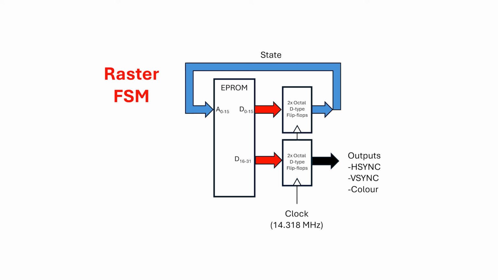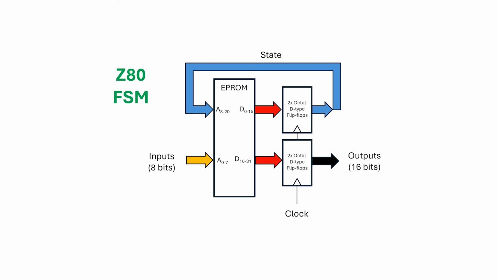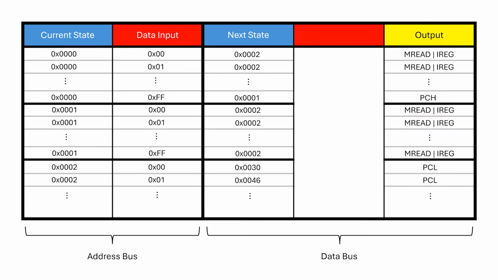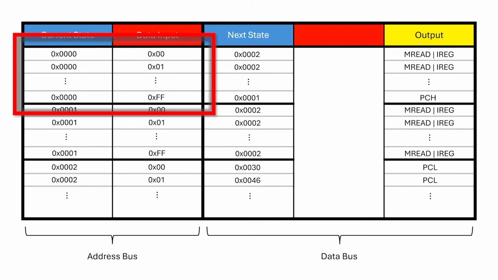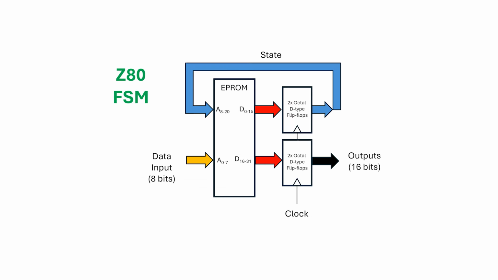I've expanded the finite state machine to include output, but a finite state machine can also take information in from the outside world through the input bus, which feeds into the combinatorial logic, in this case, the EPROM. What this means is that for our EPROM, we have an entry for every possible state and every possible input for each possible state. I'm going to call this input the data input, but this is just a name change rather than a functional change.